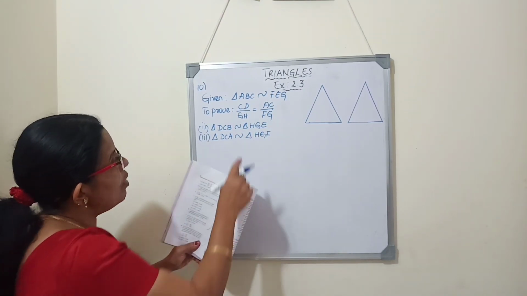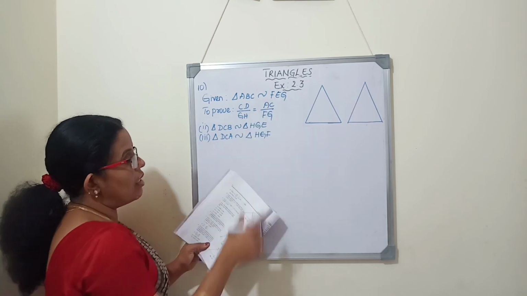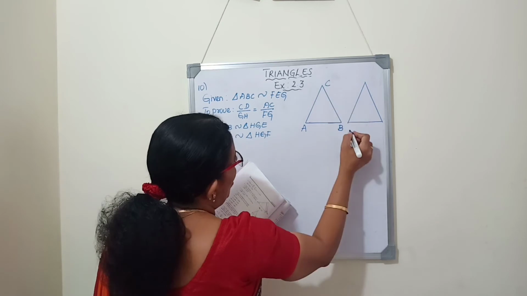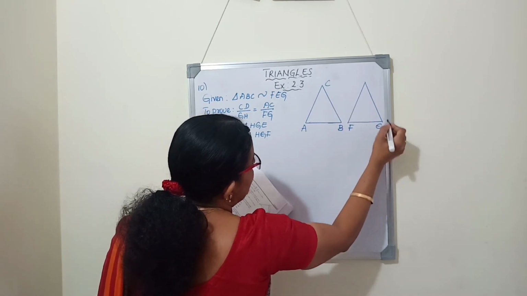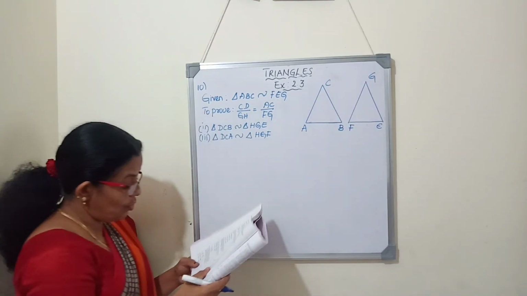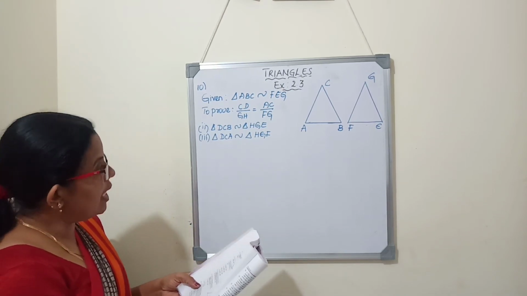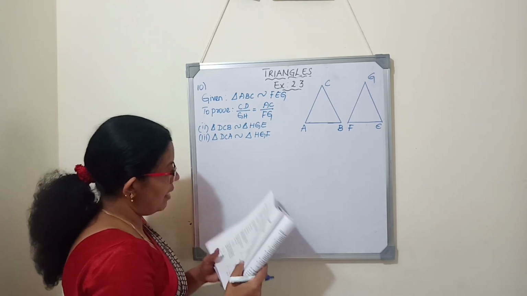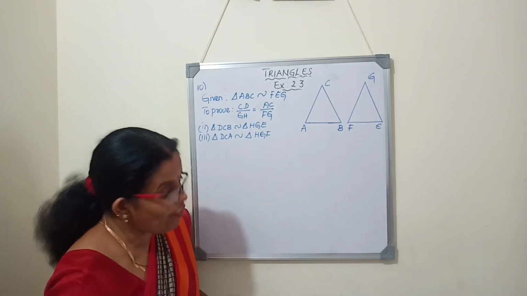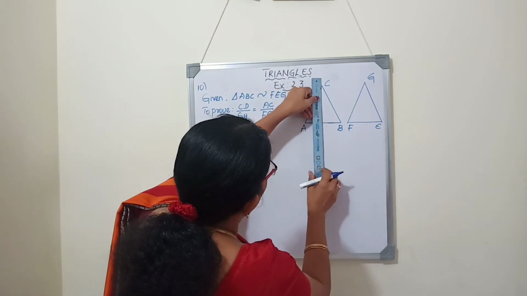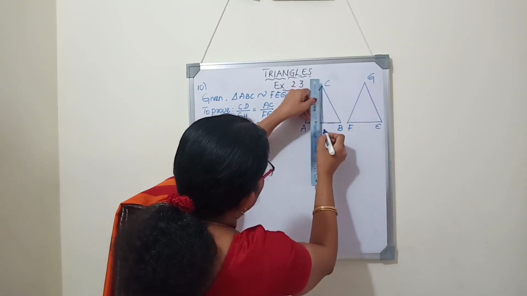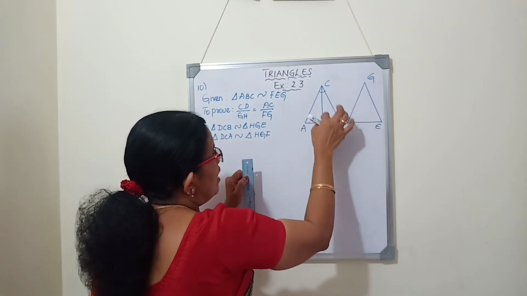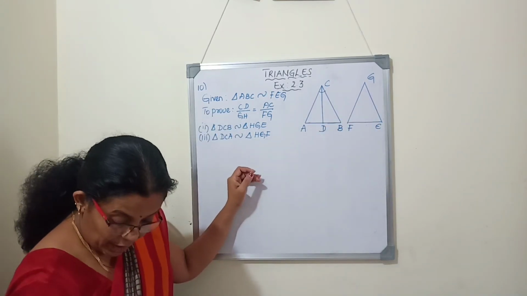Now here they told triangle ABC and FEG are similar. So while writing here, ABC and FEG are similar. So these are the two similar triangles in which CD and GH are the bisectors of angle ACB. So CD is the bisector of angle ACB. So CD bisects angle C into two equal parts.